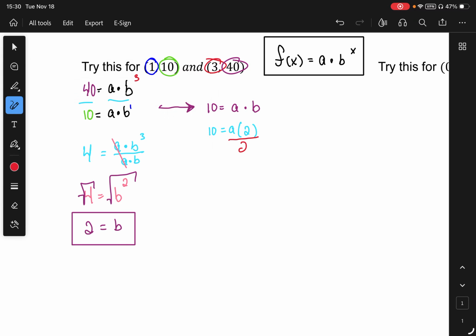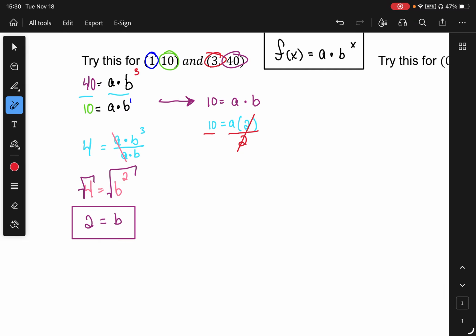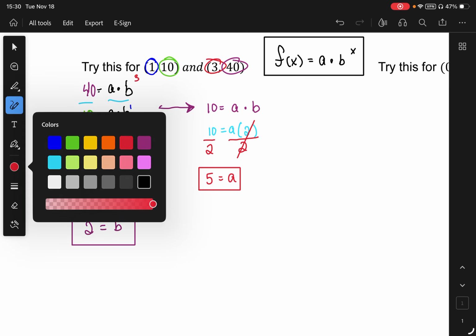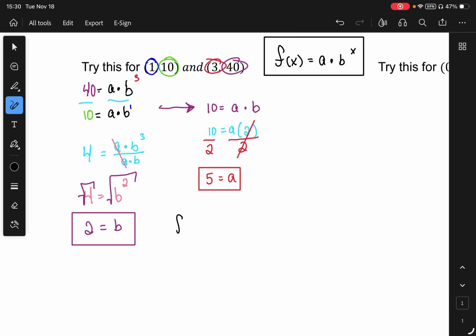We're going to get rid of this 2 on the right side by dividing by 2. Since we did it to the right side, we have to do it to the left side. What's 10 divided by 2? 5. So what is a equal to? A equals 5.